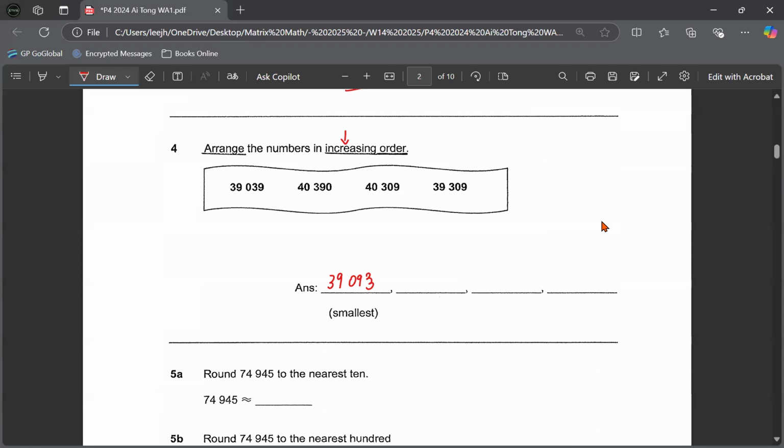Okay, 39,039, sorry. So 39, wait, I think I use eraser. 39,039. Okay. Then after that, followed by this one, 39,309. And followed by 40,309. Then after that, 40,390. Okay, this is your answer.